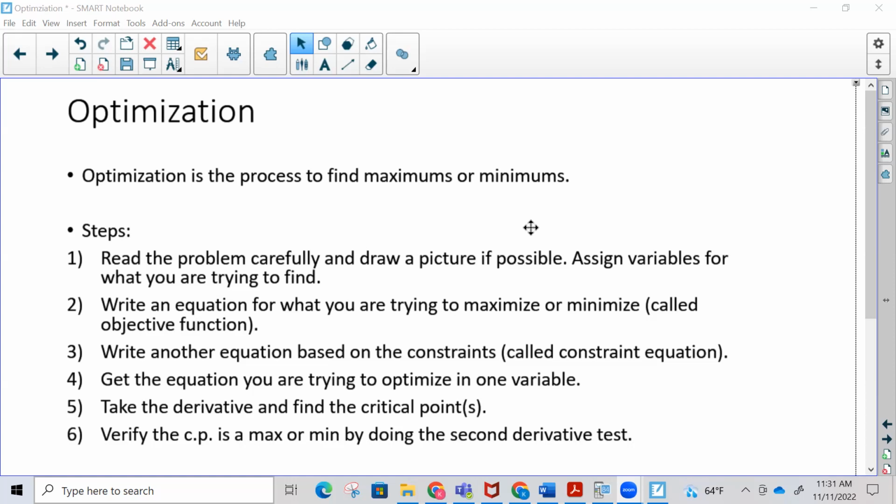Then you're going to write an equation for what you're trying to maximize or minimize, and that's called the objective function. If there's constraints, you'll write another equation based on the constraints. Then you're going to get the equation you're trying to optimize in one variable, take the derivative and find critical points, and then verify that the critical point is a max or min. Most of the time we will do the second derivative test for these just because it's faster. The only time again that the second derivative test cannot be used is if you have to check endpoints. So if they give you a closed interval.